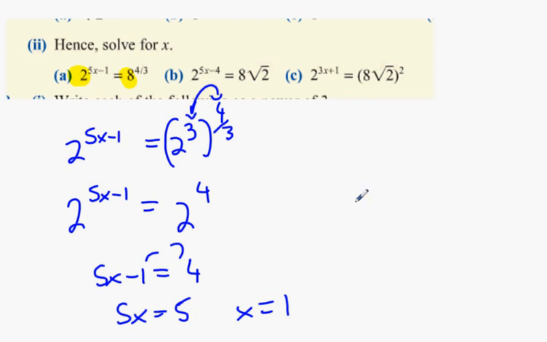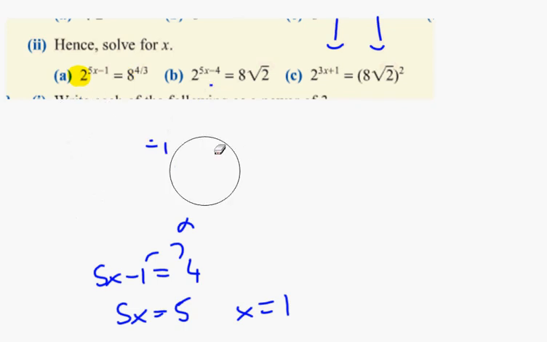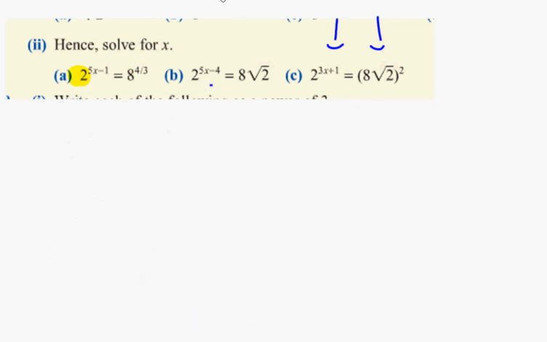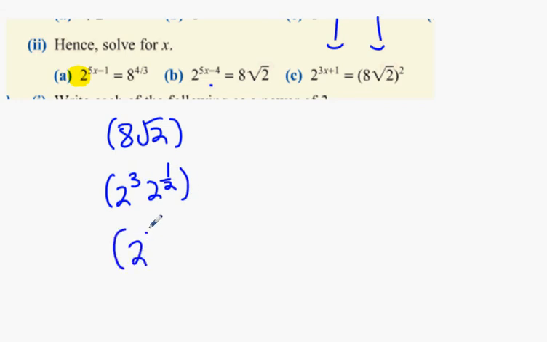Now, the questions get a bit more difficult when you go to the likes of part C. Part C looks ridiculously hard. But there are 2 ways of doing it, okay? There's a complicated way, where you look at 8 root 2 and break it down. You change 8 into 2 to the power of 3. What's root 2, can anybody remember? 2 to the power of a half. You add them together to get 2 to the power of 3.5, which is 7 over 2.